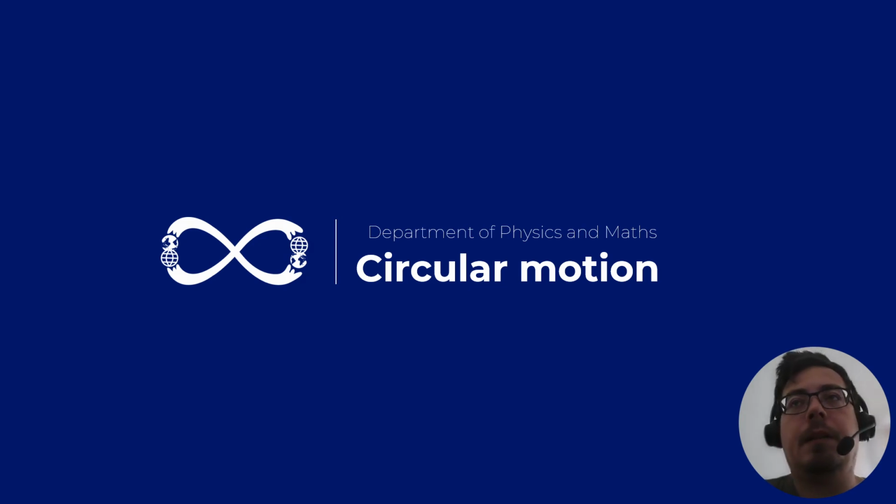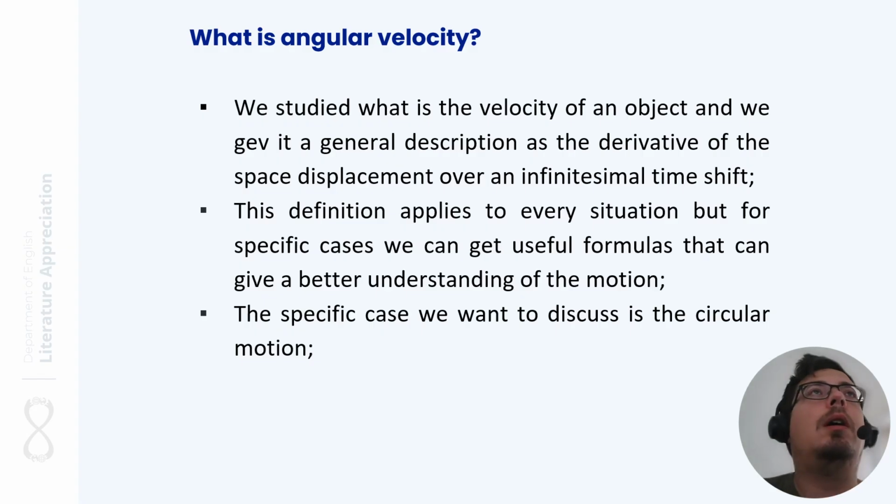Hello everybody. Today we will talk about circular motion and we will concentrate on uniformly accelerated circular motion, as I will explain in the slides. So first of all, what is a circular motion and what is characterizing circular motion? The thing that characterizes circular motion is what's called angular velocity, and I will tell you what it is.